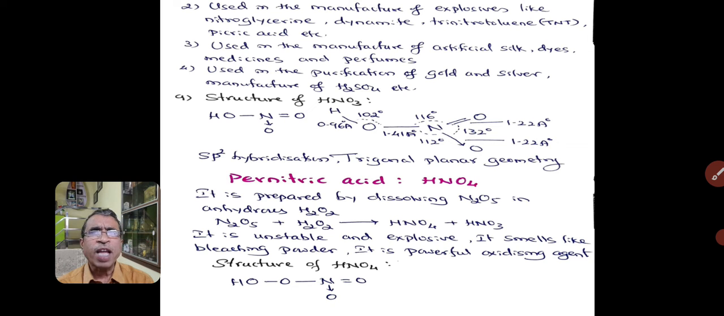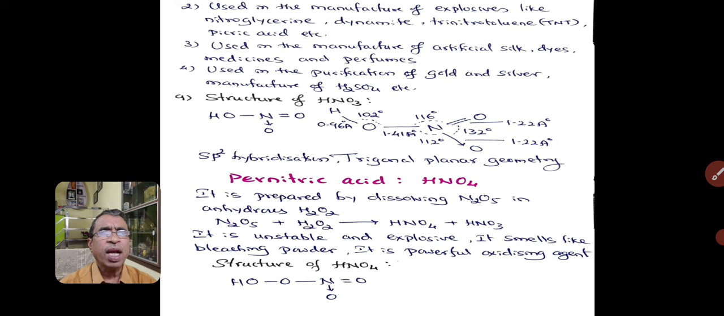Coming to the structure of nitric acid, it contains one OH group attached to the nitrogen atom, and this nitrogen atom is attached to one oxygen through a double bond and another oxygen through a coordinate bond. The HON bond angle is 102 degrees and the ONO bond angle is 112 degrees. And the O=N=O angle is 116 degrees and the OH bond distance is 0.96 angstrom.